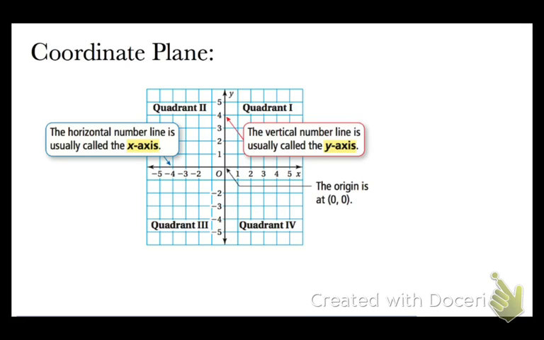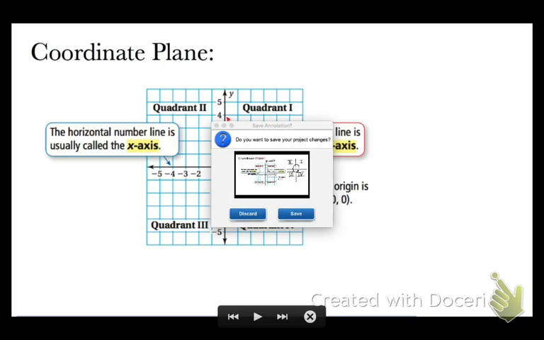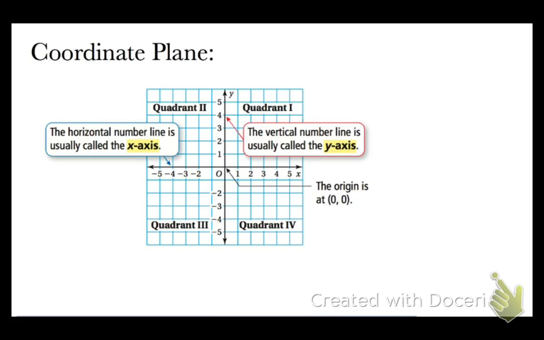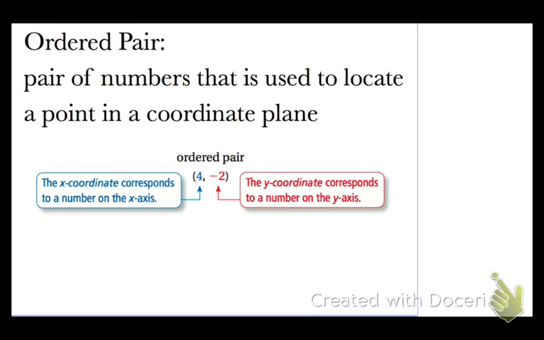But to understand what happens with an ordered pair, coordinate plane, you have to know what an ordered pair is. So an ordered pair is a pair of numbers that is used to locate a point in a coordinate plane.